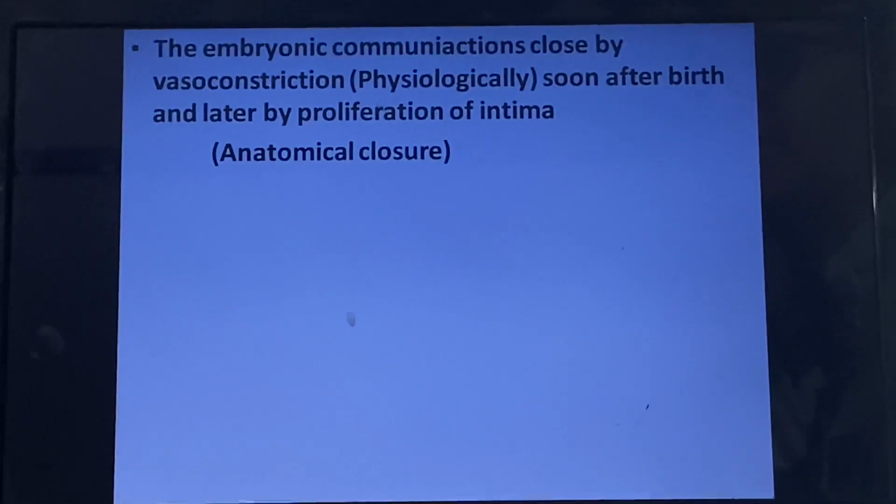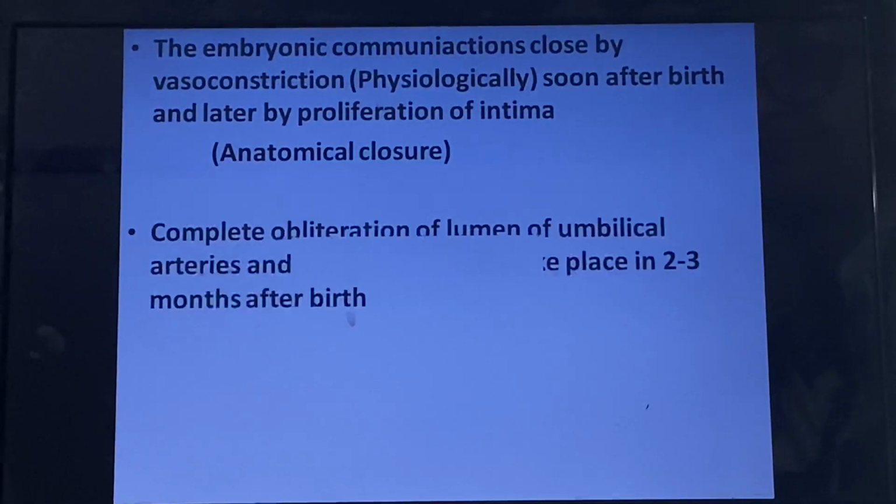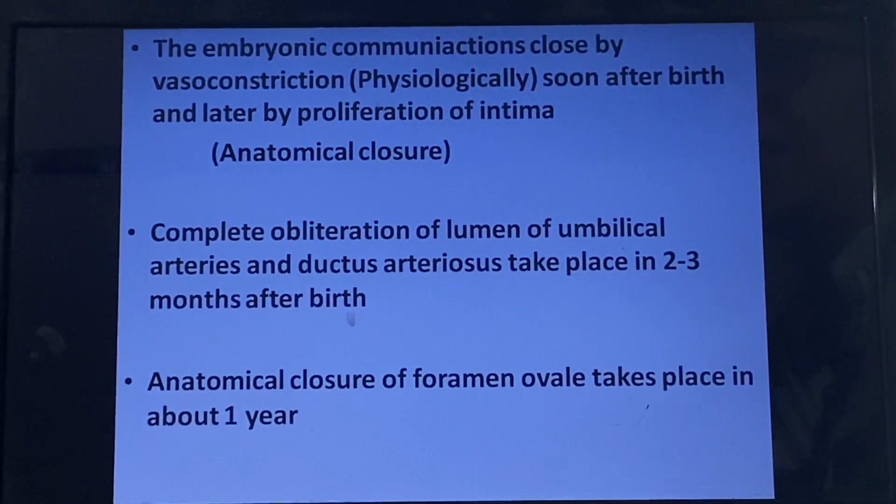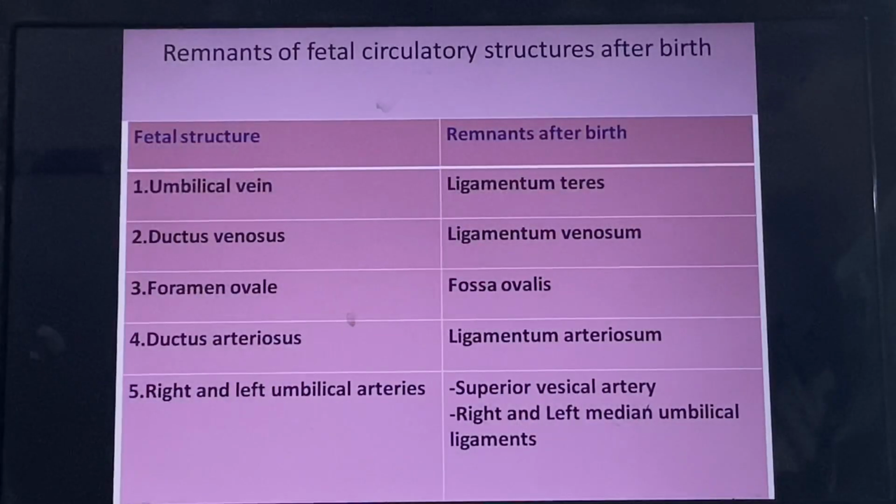The next change: whatever embryonic communication is there closes because of vasoconstriction, we call it physiological closure, soon after birth. But later on, the proliferation of the intima happens, which is given the name anatomical closure. Now the complete obliteration of the lumen of the umbilical arteries and ductus arteriosus takes place in 2 to 3 months after birth. Anatomical closure of the foramen ovale takes place in about 1 year after birth.